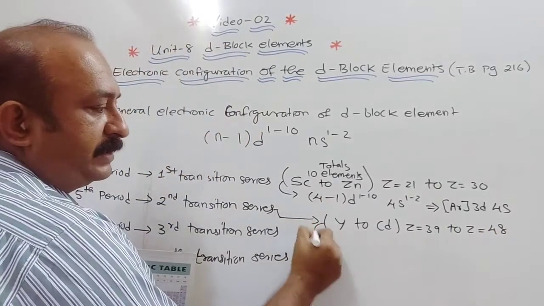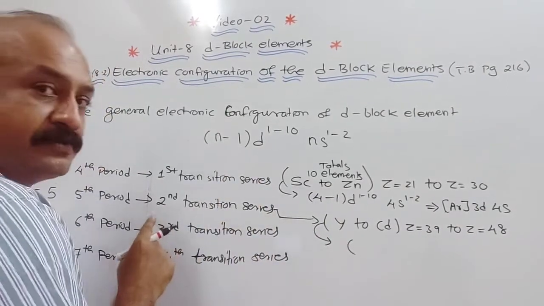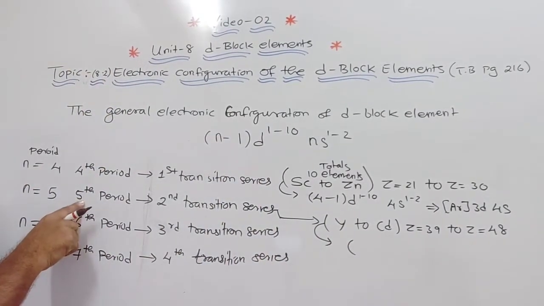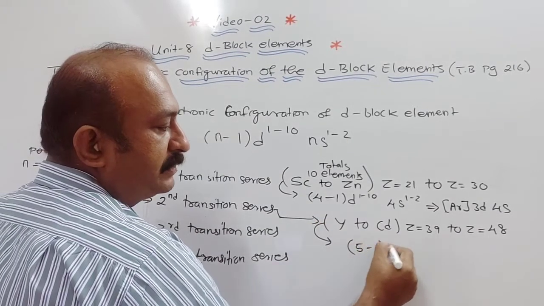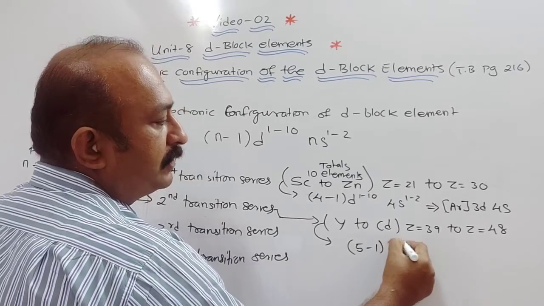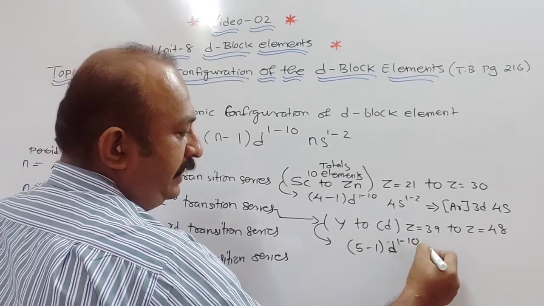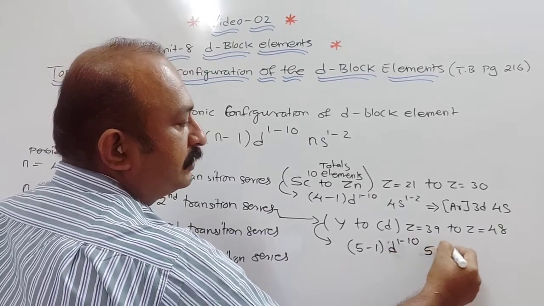Right? Now for this configuration when we write, it is n minus 1. N minus 1 means this comes from which period? From the fifth period. Fifth period means n minus 1 is 5 minus 1, d 1 to 10, and n means 5, ns 1 to 2.